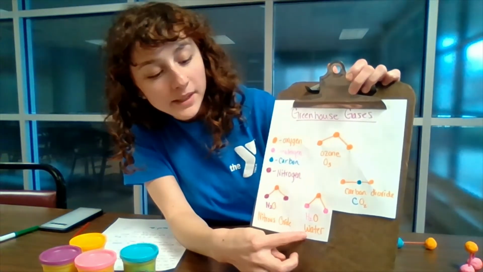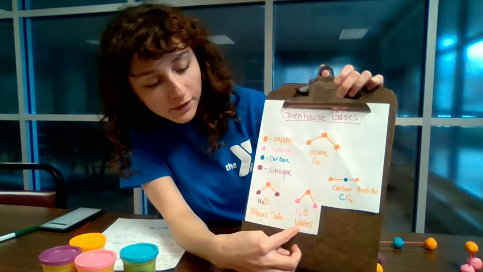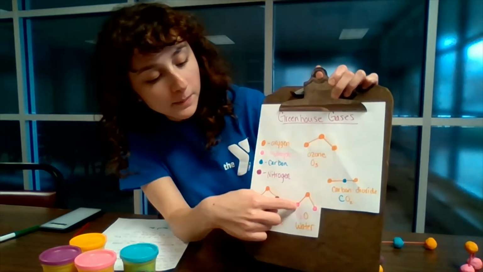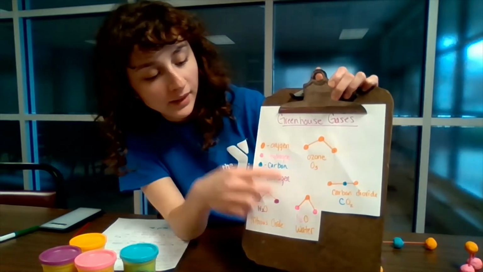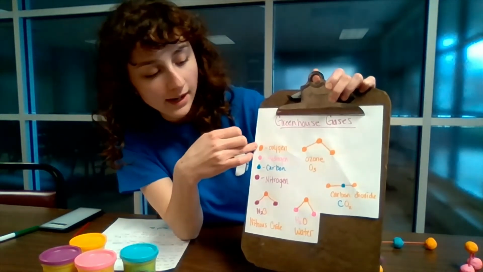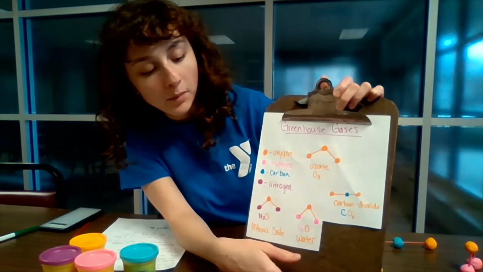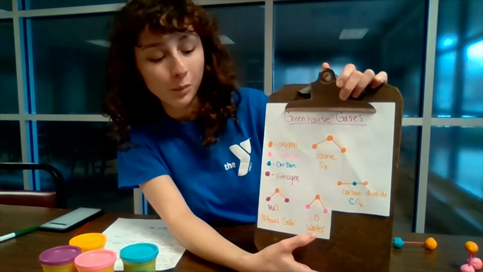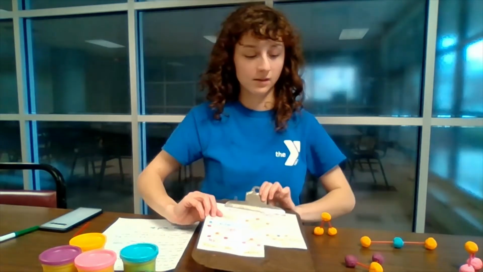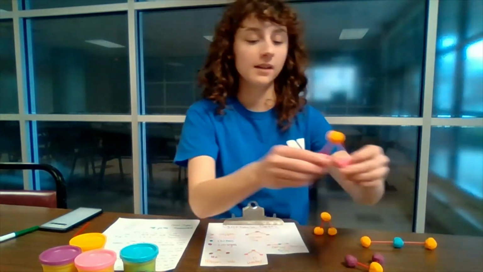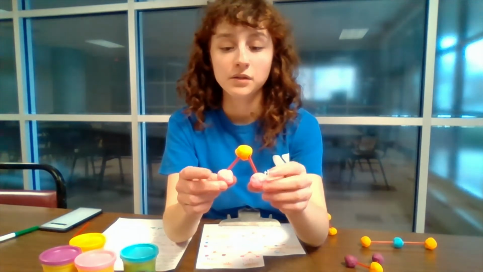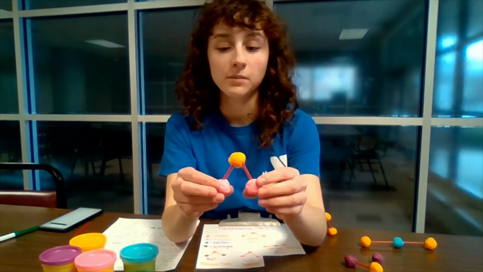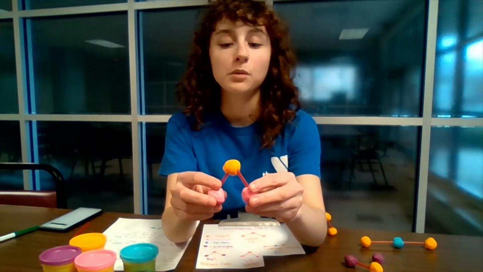Now, if we jump down here, we have 2 different elements. We have this pink one that's called hydrogen, and we have the orange one again, which is our oxygen. And when we put those all together, it makes a molecule called water. So again, I have my model for that. And there are 2 hydrogen atoms and 1 oxygen atom that come together to make the molecule called water.